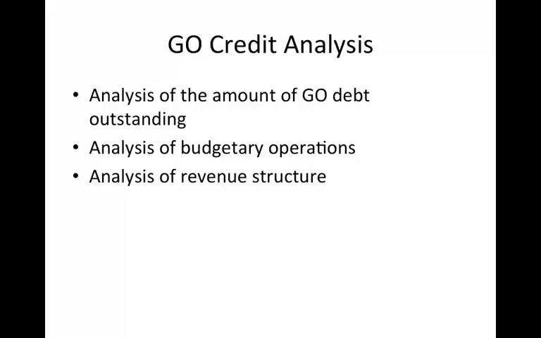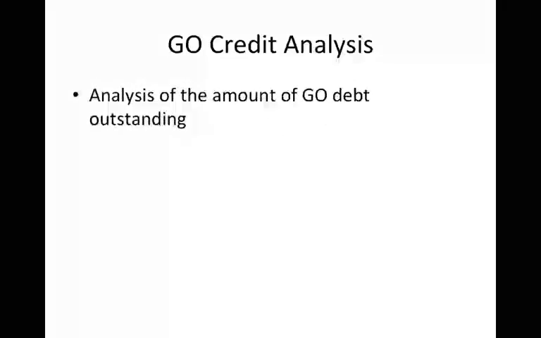So looking at the revenue, this is going to be just like the revenue analysis we looked at a couple of units ago, but focusing specifically on the revenues that are used to repay the debt. So for GO, you're going to look at the total revenue package, at least the total general revenue package. If you're looking at tax-backed debt, you're going to be looking specifically at the tax revenue that is used to secure that debt. And then lastly, an analysis of the economy.